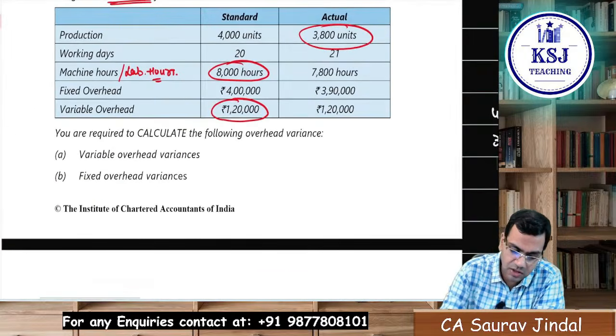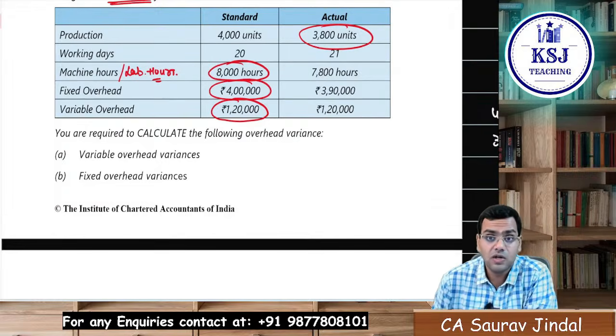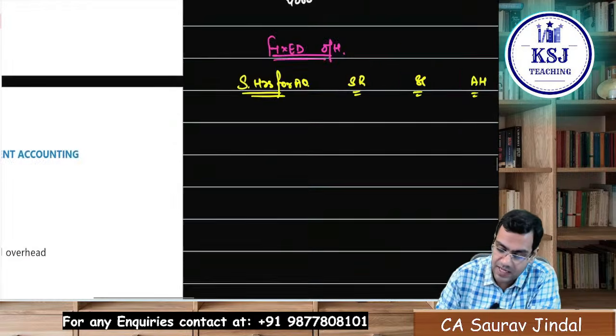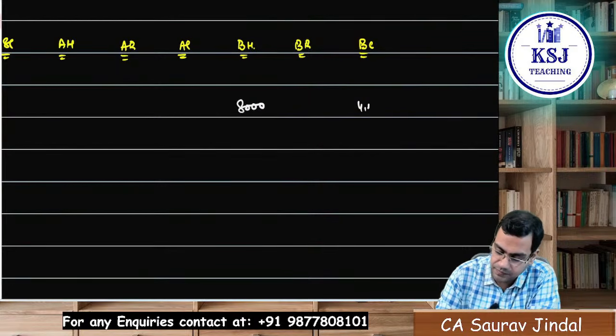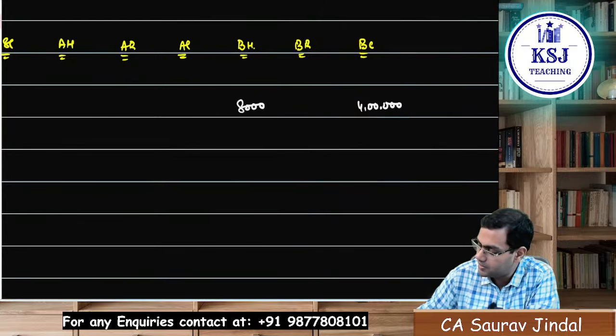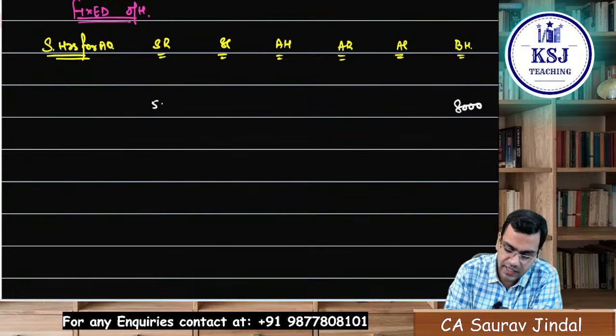When we talk about cost, we are talking about this fixed overhead variances. Now we are not talking about the variable one. We are talking about the fixed variances. 4 lakh here. So here it is 4 lakh. Right. So what is the budgeted rate here? That is 50 rupees. This budgeted rate will be standard rate, that is 50 rupees.